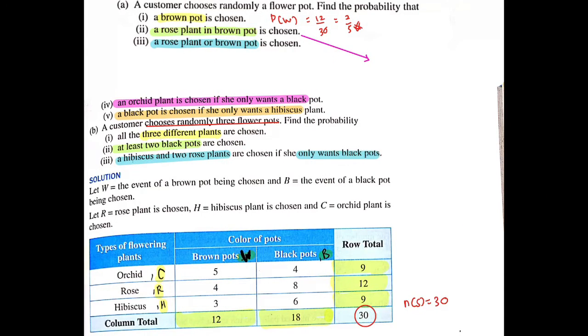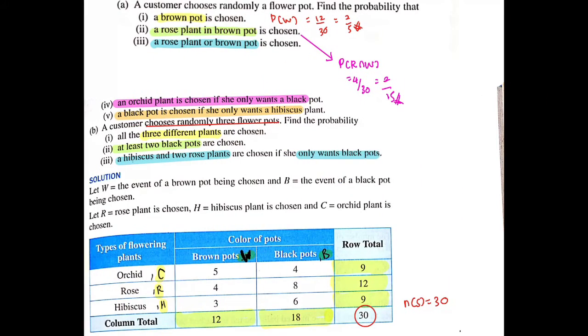Let's see the answer for part 2. Part 2 states that we want to find the probability of a rose plant in a brown pot. A rose plant in a brown pot, meaning that you want to find the probability of R intersect W. Okay, so how to do this? Just find the intersection of R and W. You can see here, R and W meet at number 4. So your answer is 4 over 30. Always divide by 30 because now your number of sample space is 30. Just simplify it. Your answer is 2 over 15.